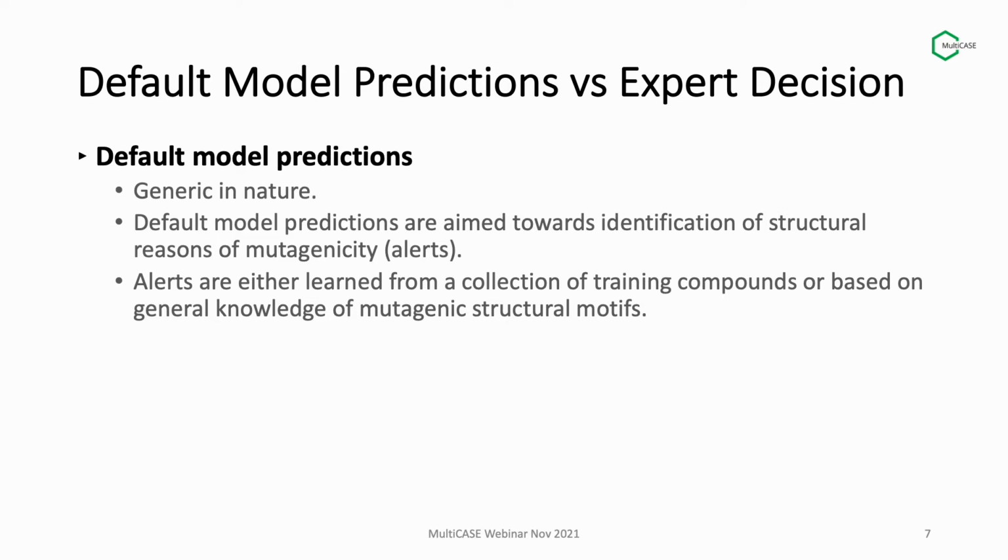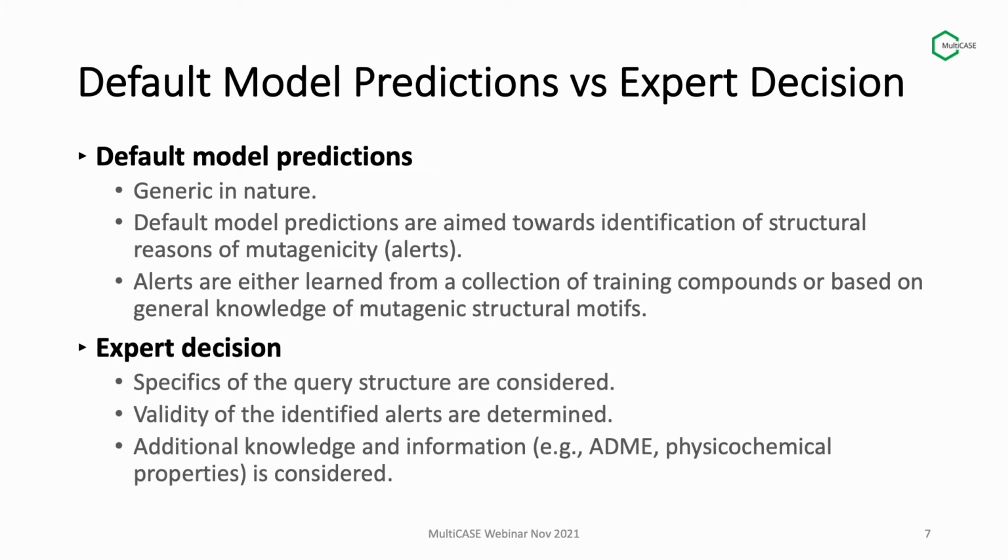And the important fact that should be kept in mind is that default model predictions are basically meant to identify structural reasons of mutagenicity. That is, the identification of alerts is the main objective of default model predictions. Now, these alerts that I'm talking about here are either learned from a collection of training compounds, in the case of statistical models, or they are based on general knowledge of mutagenic structural motifs by the experts. So they are, in essence, generic in nature. So that's where the distinction comes between the default model prediction and expert decision.